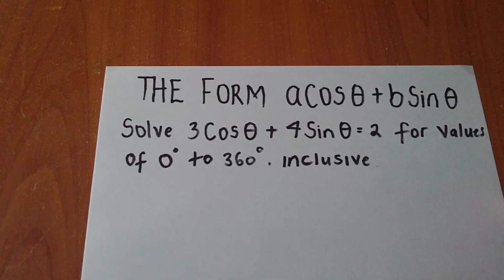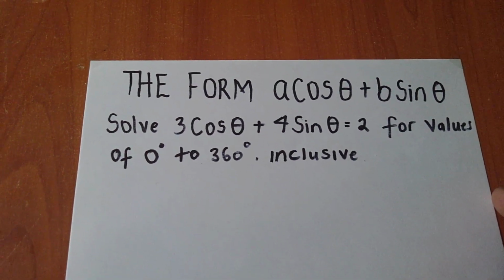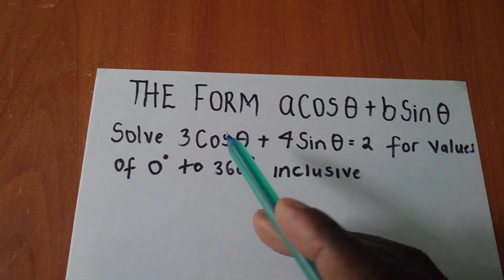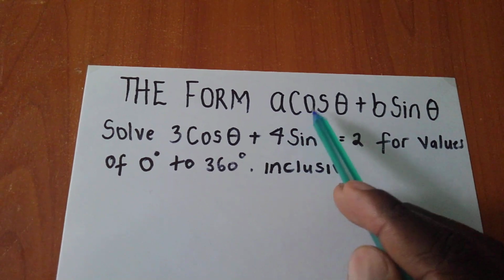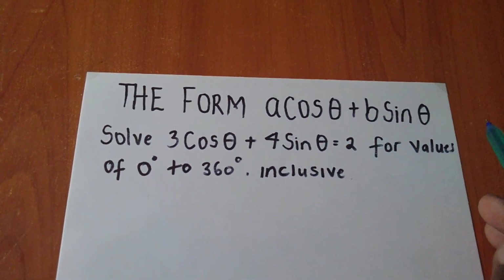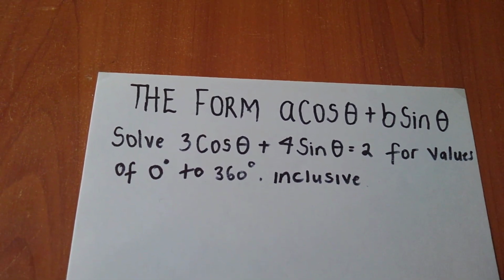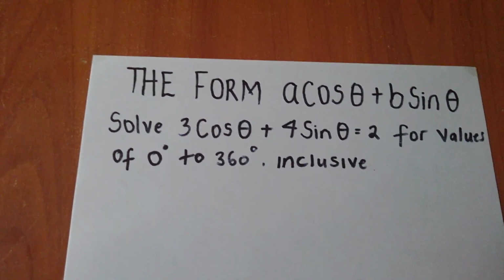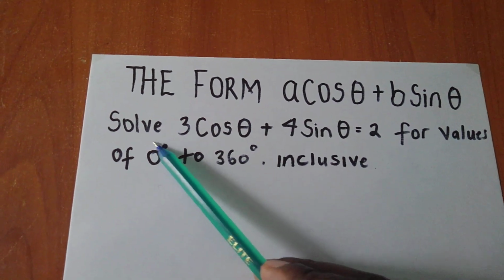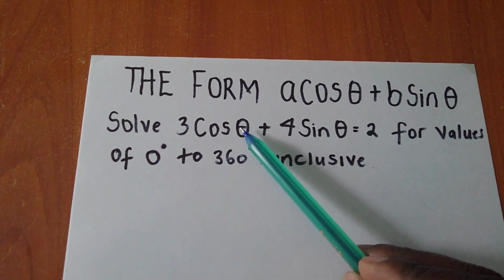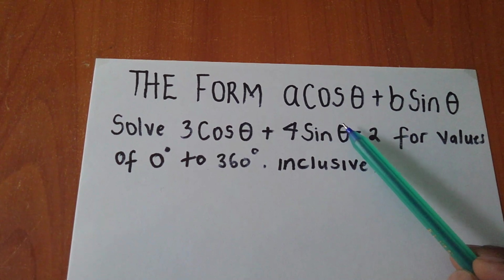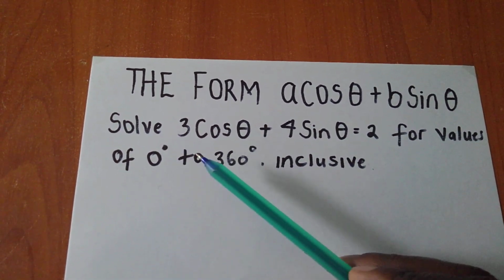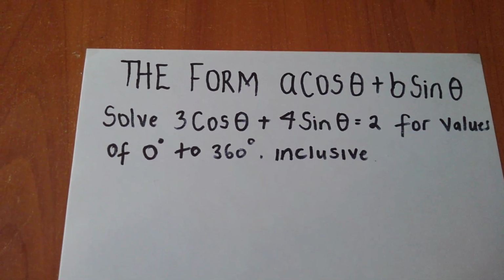Yes, hello members. Once again, we have a number before us, and what I want to talk about is this form. It's called a cos θ plus b sin θ, in case we are given any expression to be solved. So we have a question which says: solve 3 cos θ plus 4 sin θ equals 2 for values of 0 degrees to 360 inclusive.